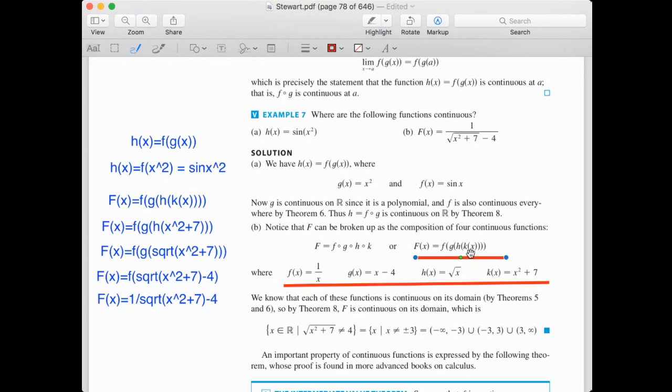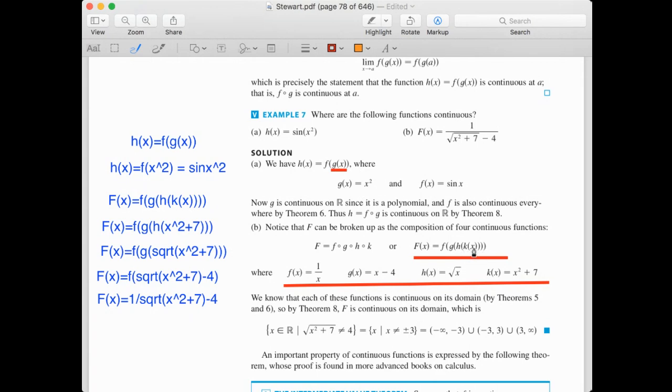It's not from right to left or from left to right. It's the input, right? Let's see H of X. H of X, X is the input. But when we decompose f of g of x, g of x becomes the input of f. Make sense? In this case, it's also layers by layers.